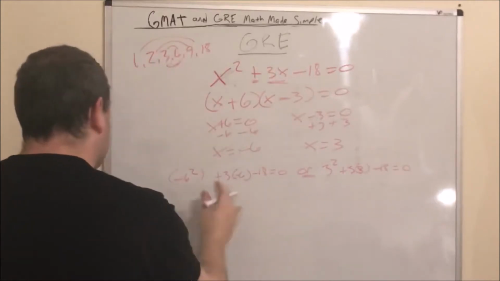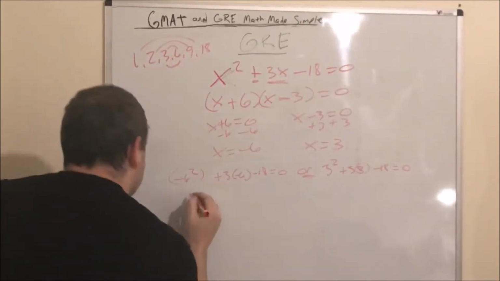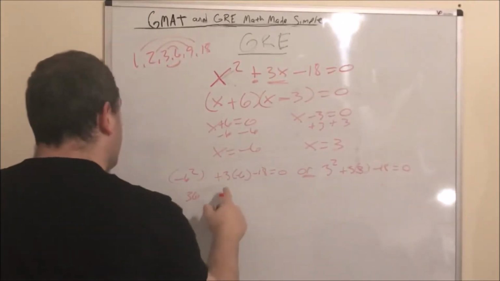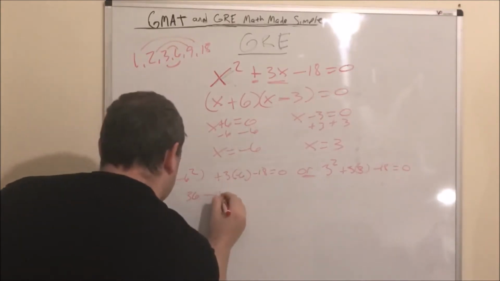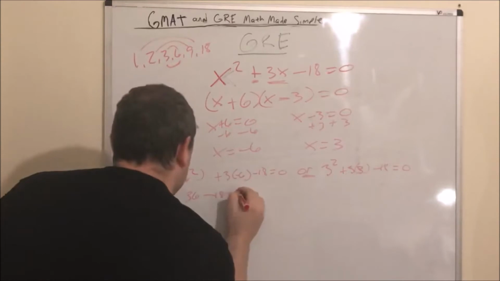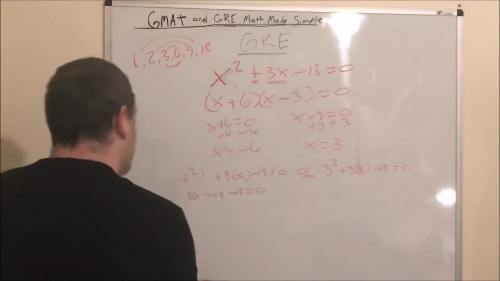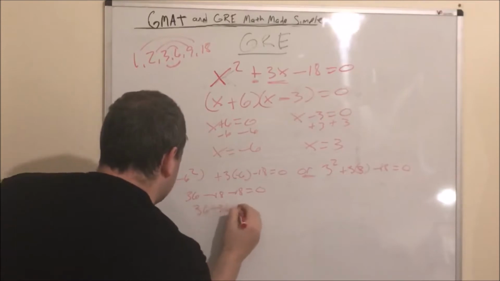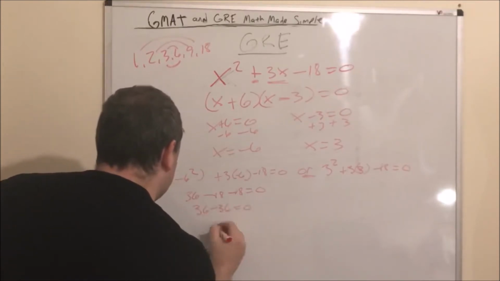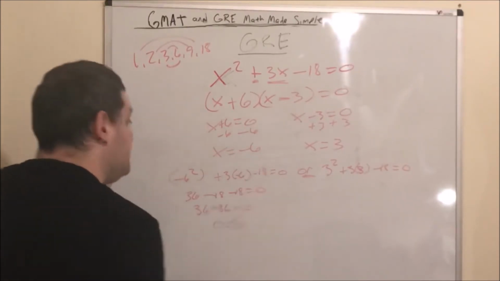We'll start with the first one. Negative 6 squared is 36. Now we have plus 3 times negative 6, which gives us minus 18, and we already have minus 18 there, equals 0. When you combine like terms, we have 36 minus 36 equals 0. And 0 equals 0, so it checks out.